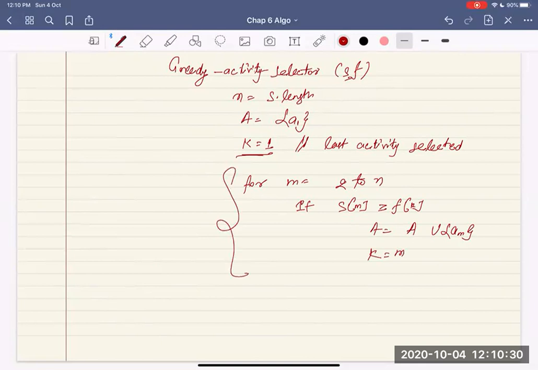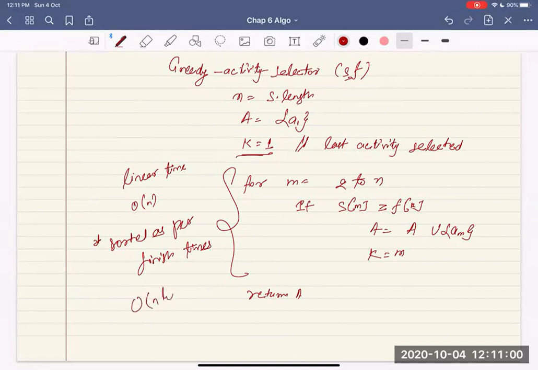After this loop is over, you simply return. So what is the complexity? This is just a linear time algorithm, order n, but with a note that the activities have to be sorted as per finish times. If they're not sorted as per their finish times, then you will have to run a sorting algorithm in order n log n time. Otherwise, okay. So this is one greedy algorithm that we did. Now we will try a next algorithm.